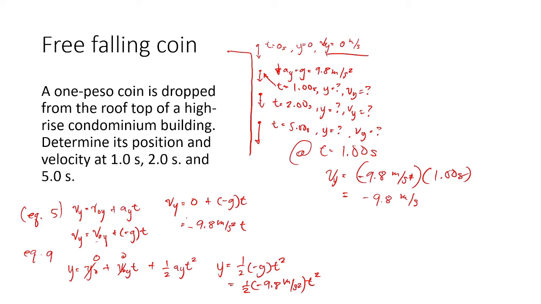Okay? So in that, let's compute for the position at time is equal to 1 second. So we have there 1 half times negative 9.8 meters per second squared. Alright? Then we just need to multiply that to 1.0 second squared. 1 second squared is just 1 second squared. Multiply lang natin ulit yan dito. So, ganun pa rin siya. Negative 9.8 meters na lang siya kasi magka-cancel out yung second natin.